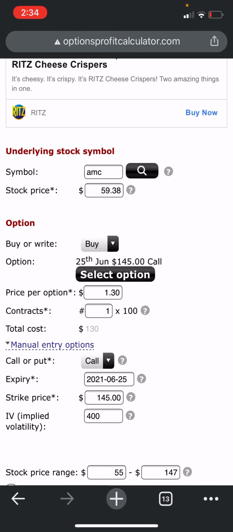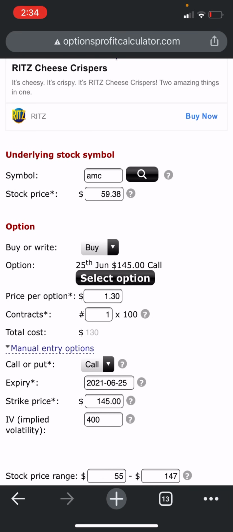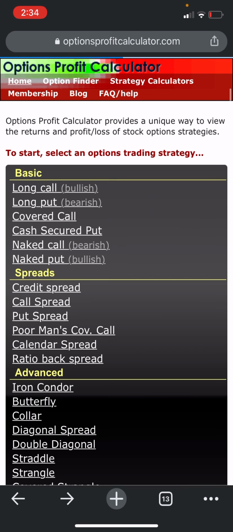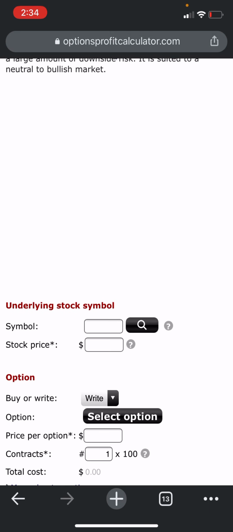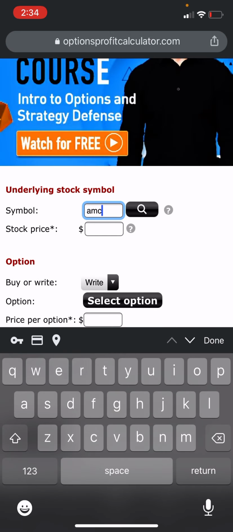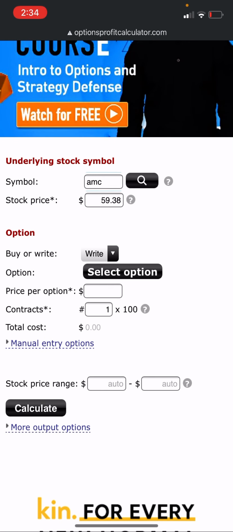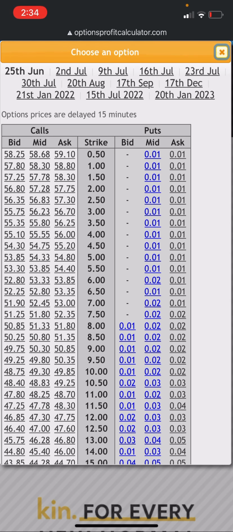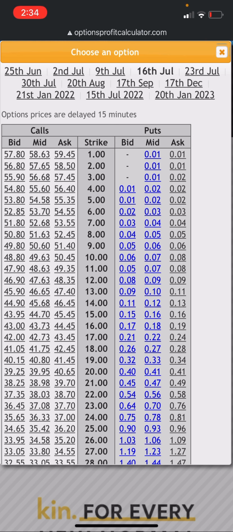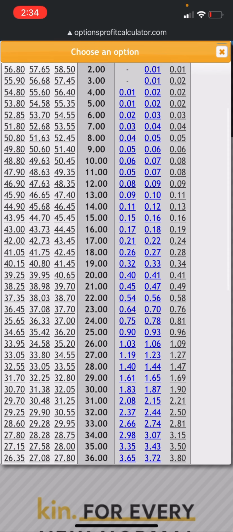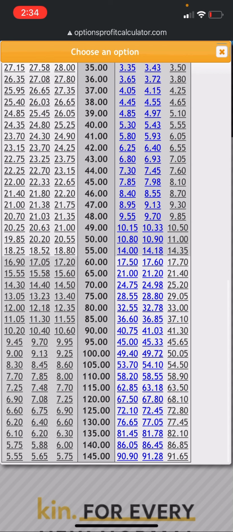Now let's do the reverse. We're going to go back and hit the naked put, which is still a bullish strategy, okay? AMC dips, implied volatility is high. Let's say we get the same thing, the 145s.